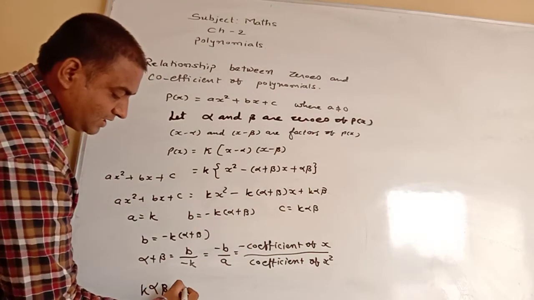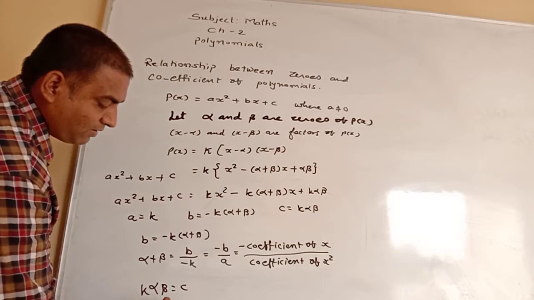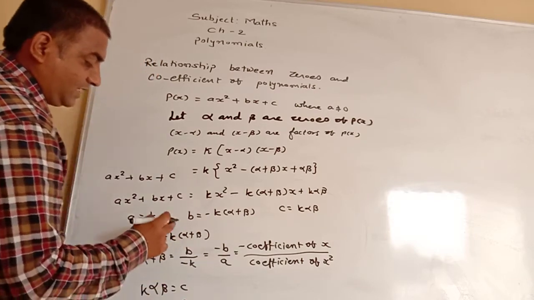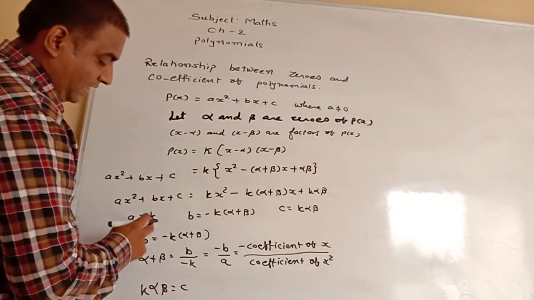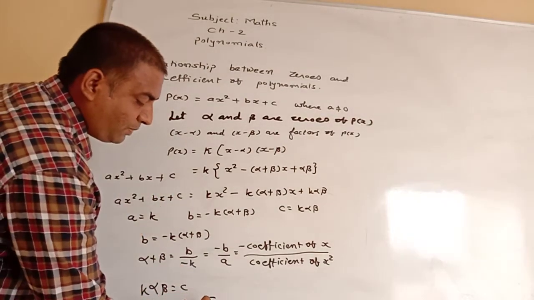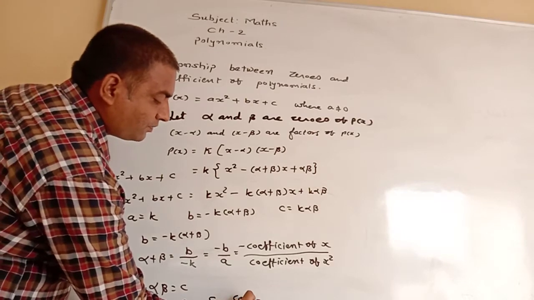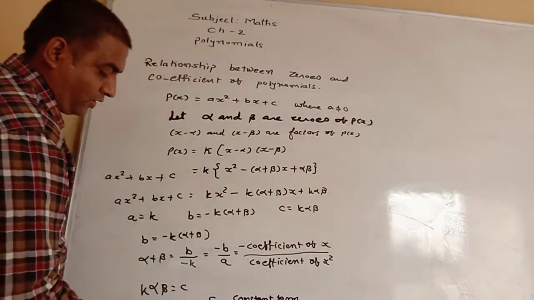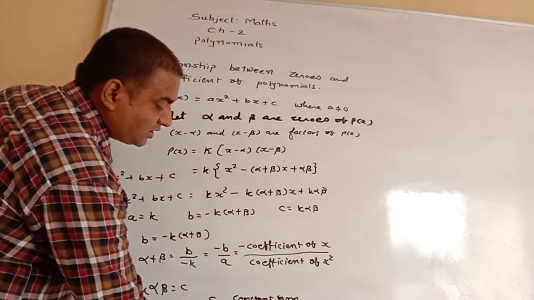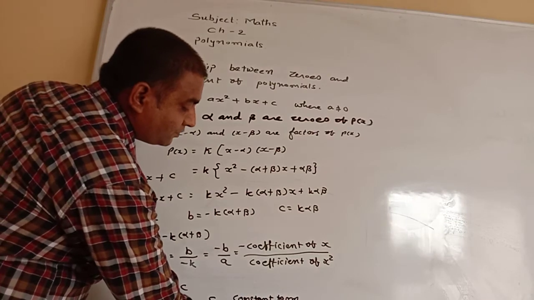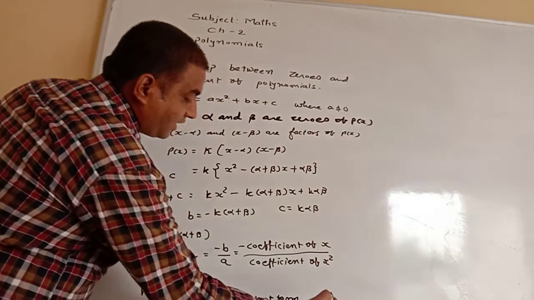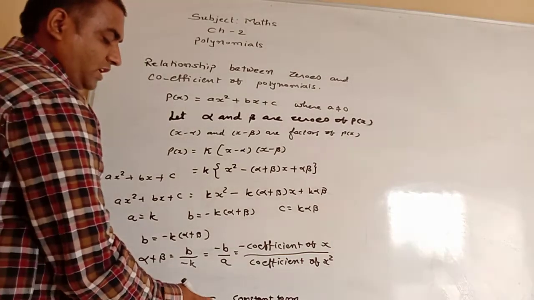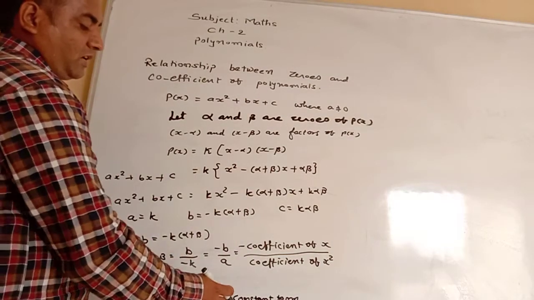While k alpha beta equals c, so alpha beta equals c by k. Here c is the constant term and k equals a. So c by a, that is, constant term upon coefficient of x square. And so for any quadratic polynomial, alpha into beta equals c by a, the constant term upon the coefficient of x square.